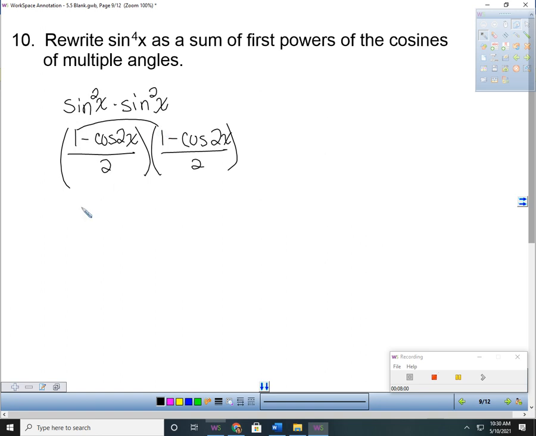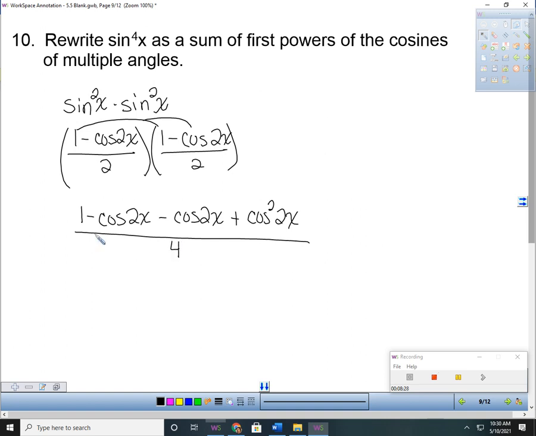1 times 1 is 1. 1 times negative cosine 2x is negative cosine 2x. Negative cosine 2x times 1 is negative cosine 2x. And negative cosine 2x times a negative cosine 2x is a positive cosine squared 2x. Multiply your bottoms. 2 times 2 is 4. Now, when everything's all over the same denominator, we're going to pull that out. So instead of dividing by 4, we'll show that we are multiplying by 1/4.